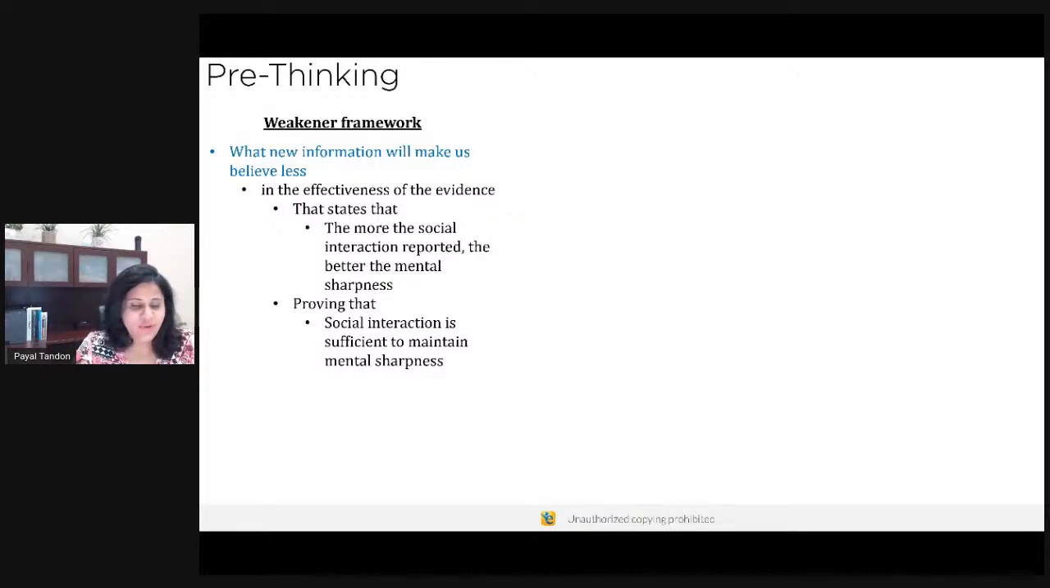Weakener framework. What new information will make us believe less in the effectiveness of the evidence? Now, this is what captures the essence. What is the evidence? The evidence states that the more the social interaction reported, the better the mental sharpness. And what does that evidence prove? That evidence proves that social interaction is sufficient to maintain mental sharpness. So all we are doing is we've understood what it is that we need to weaken, and we are simply putting that in a weakener framework so that we can understand what it is that we are doing.